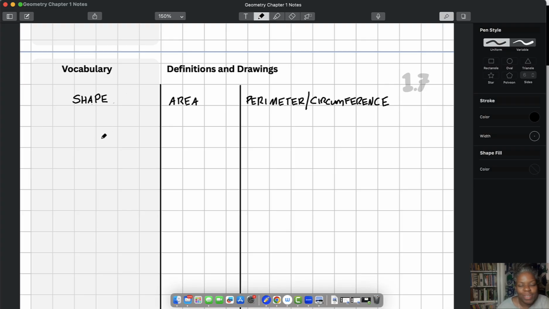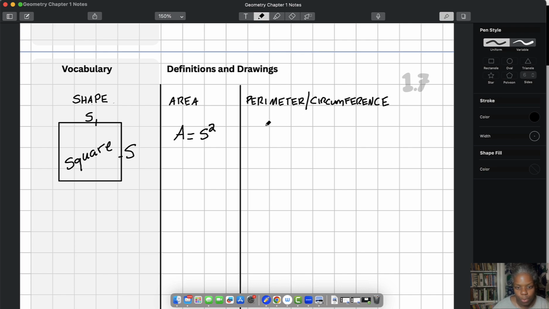All right, so we're going to be talking a little bit about area formulas and perimeter or circumference formulas for the next few shapes. Our first shape is a square, and the sides of the square are all going to be the same. So I could say that this side is S and this side is S. If I wanted to find the area of a square, the area is equal to S times S, or S squared. The perimeter of a square, since all the sides are the same and we've got 4 of them, would be 4S. So that's what we have for a square.